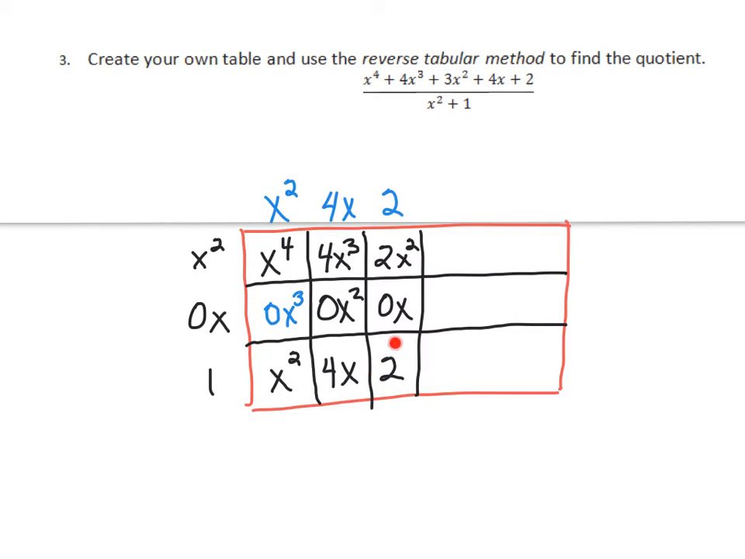I see that I've got a 4x and a 0x. That does add up to my 4x. I also see that I have a 2. That's that 2 right there. So I notice that I'm actually done.